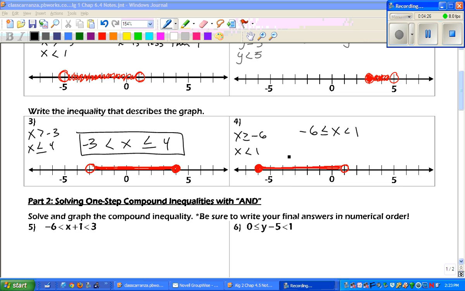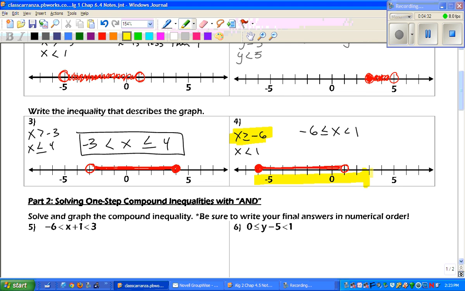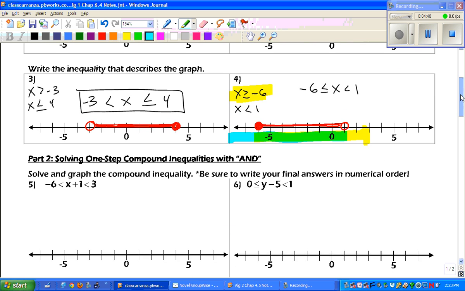Okay, so there are the answers. We wrote our two inequalities. Here's our first one. x is greater than or equal to -6 because it's going in that direction. And then y is less than 1. And we want everything in the green, so where they're combined. So we get -6 less than or equal to x less than 1.